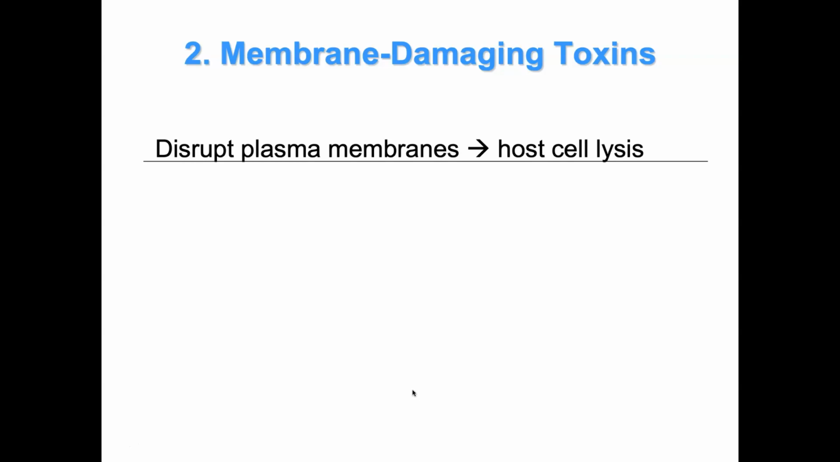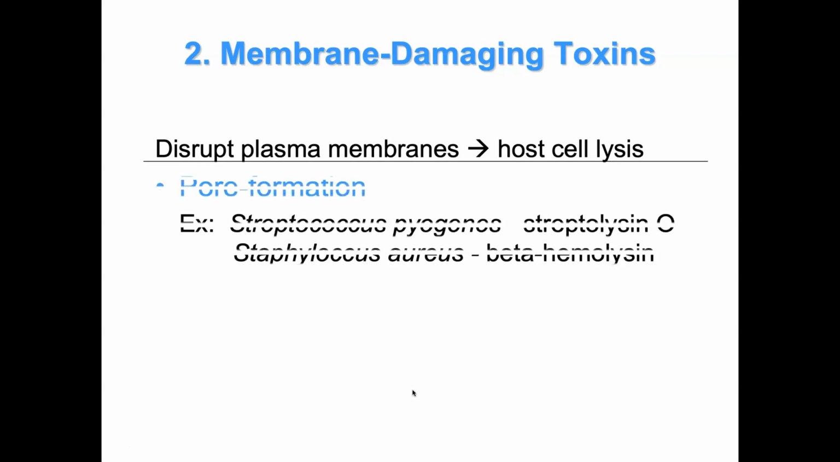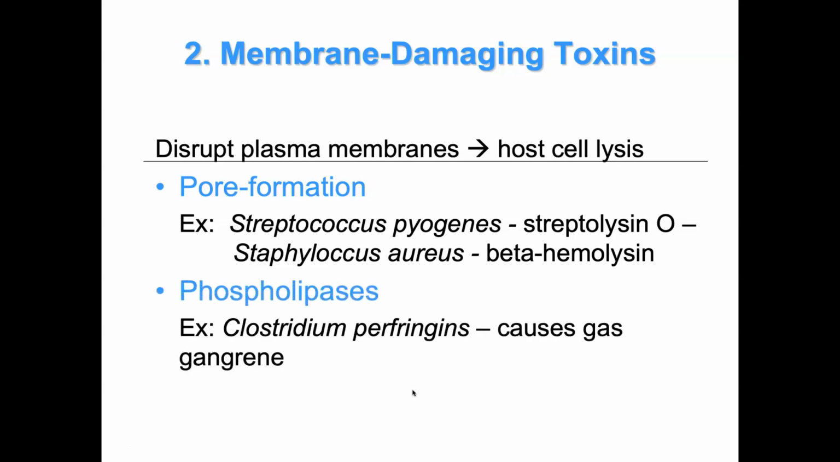Next are membrane damaging toxins. These are going to disrupt the plasma membrane and lead to host cell lysis. There are 2 different types of membrane damaging toxins, pore formation and phospholipases. These cause lysis of the host cell by disrupting their plasma membrane. They can do this by pore formation, in which protein channels are actually formed in the plasma membrane, or by phospholipases, which disrupt the phospholipid portion of the membrane.